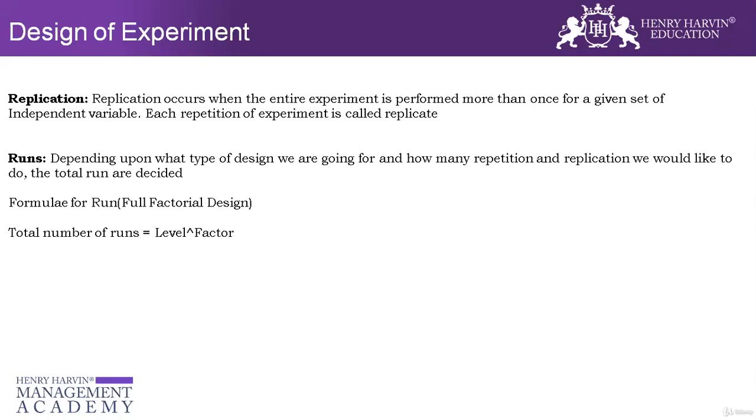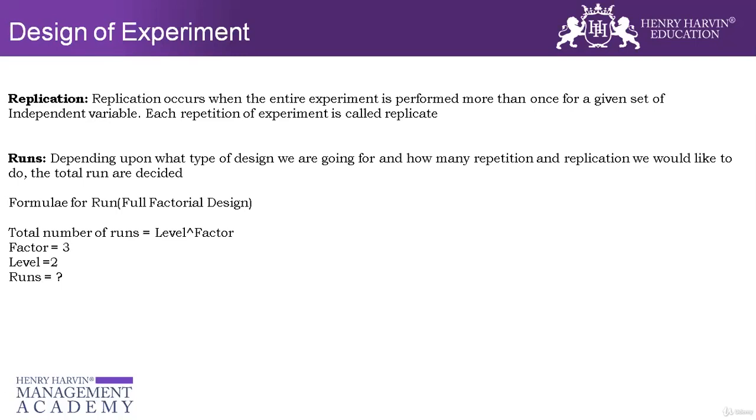Okay, so which means if the factor is 3, level is 2, how many should be the run? Can someone answer that? 8. 8. So 2 to the power 3. 2 to the power 3 is 8. So that is the number of runs.